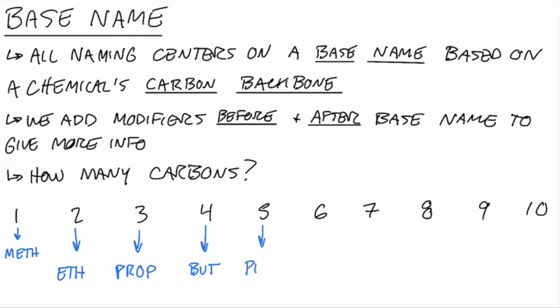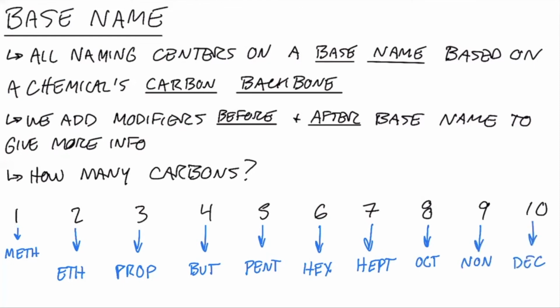5 is pent. And then some of these will make more sense with numerical prefixes that you've heard before. 6 is hex. 7 is hept, the PT at the end. 8 is oct, 9 is non, and 10 is dec. So like I say, some of these later ones may be familiar to you from geometry, mathematics, that kind of thing.